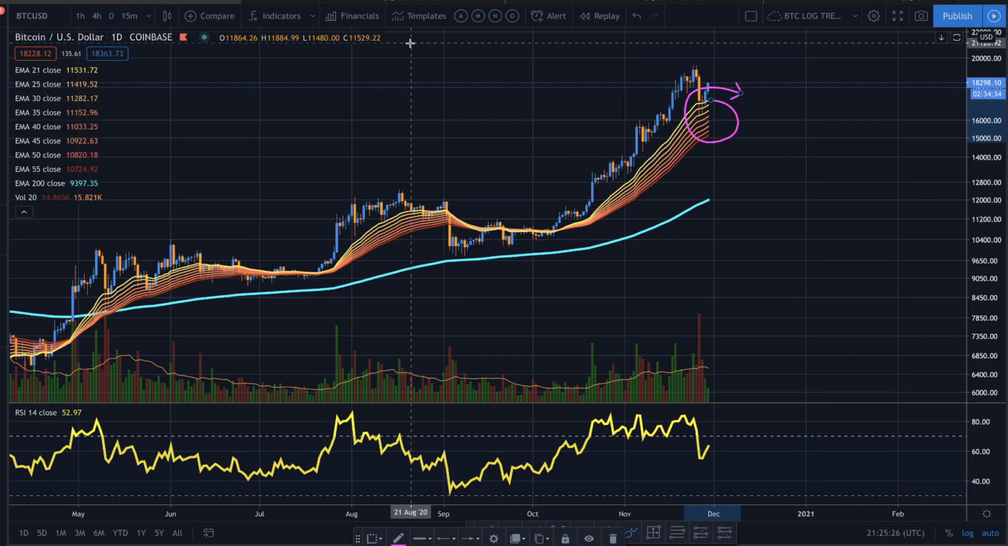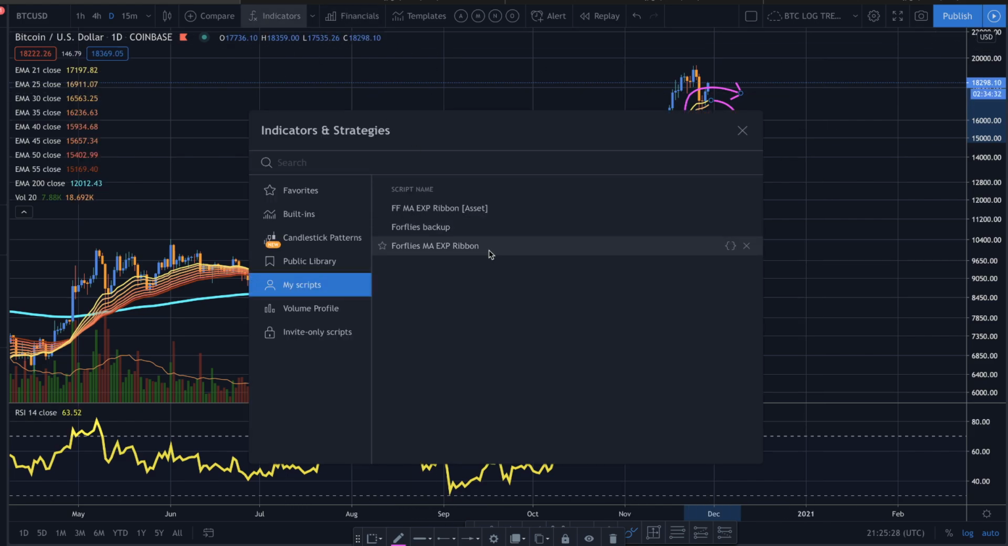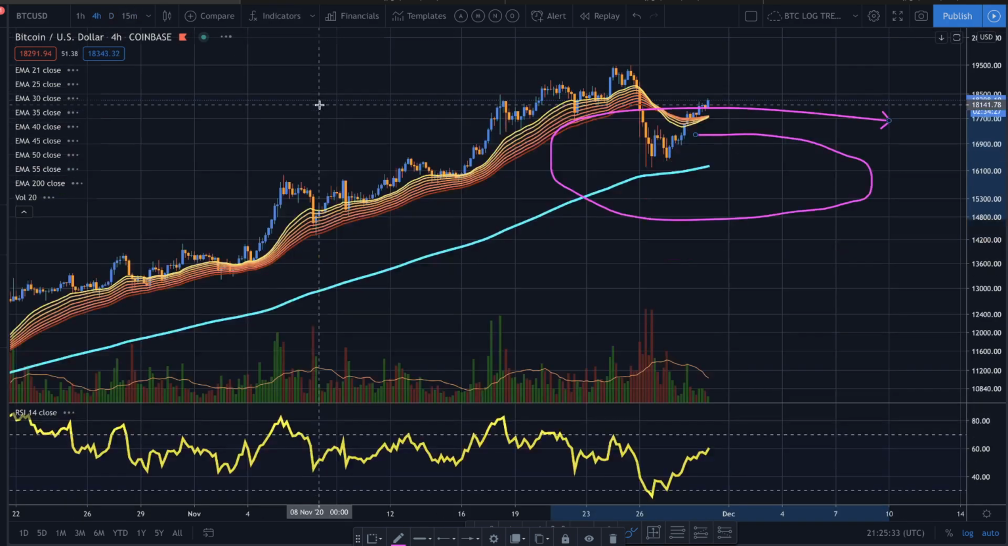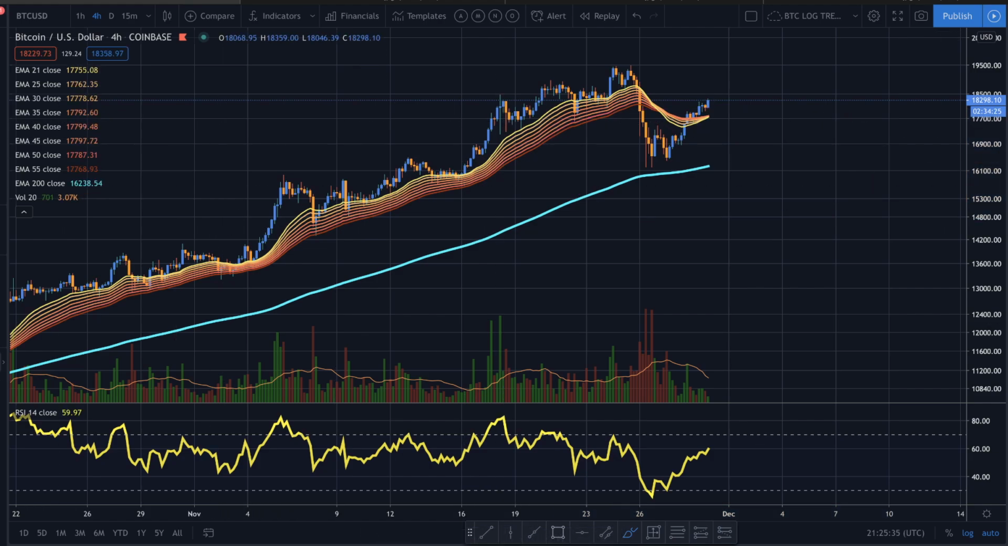It's a very, very simple indicator. Like I said, it's free if you just type in FORFLIES MA exponential ribbon. Now you know how to use it. One of my favorite indicators, and this is something that I use in my trading quite actively.